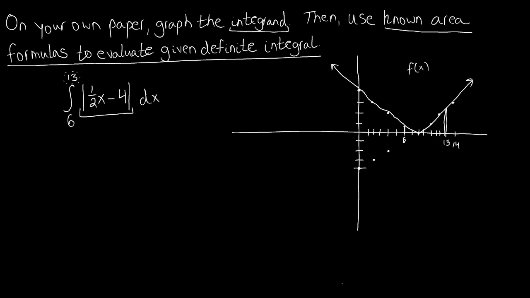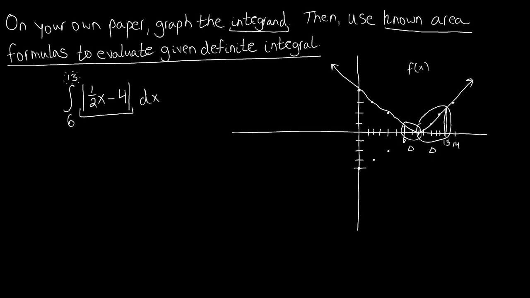So now that we have our function graphed, we need to look at how we can calculate the area between the curve of our function and the x-axis, right? So we need to look at what we have made between 6 and 13. Well, we see that we have this shape going from 6 to 8. It's kind of like a small triangle, right? So we have a triangle here, and then if we go from 8 to 13, we also have another triangle there, right?